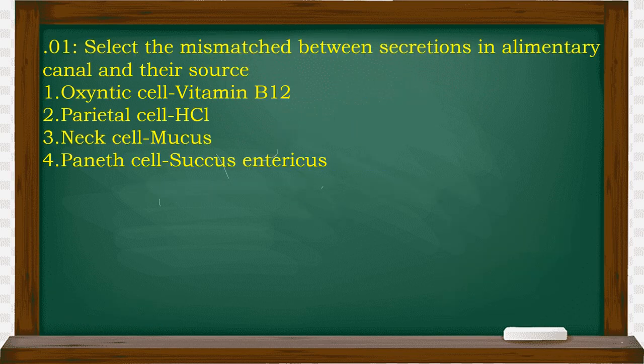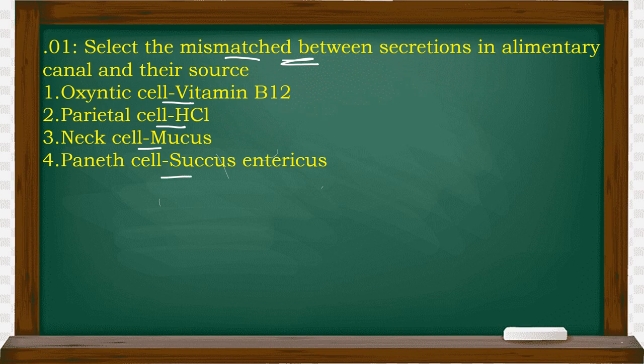Here is the first question, which says, select the mismatched pair between the secretions in the alimentary canal and their sources. So there are certain cells present in the alimentary canal and there are the secretions listed right next to them. We'll have to find out the mismatched pair. First option is oxyntic cell, which secretes vitamin B12. The second option, parietal cell, which secretes HCl. Third option, neck cell, which produces mucus. Fourth one, paneth cell, which secretes succus entericus.